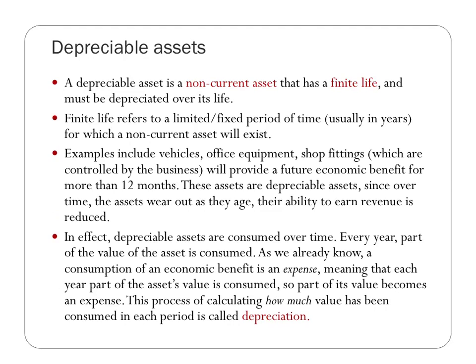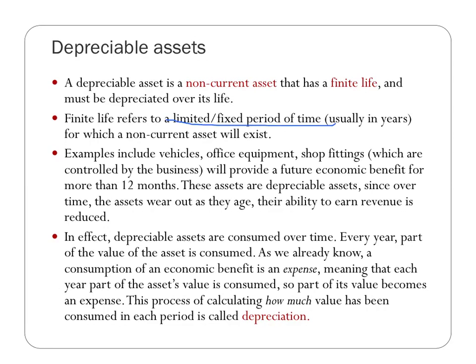Okay, depreciable assets, what is it? A depreciable asset is a non-current asset that has a finite life. Basically, finite life refers to a limited period of time for which a non-current asset will exist. Can you think of any examples of depreciable assets? Non-current assets such as shop fittings, office equipment, vehicles, or business premises are all considered depreciable assets.